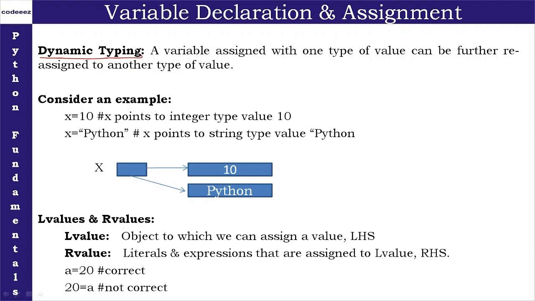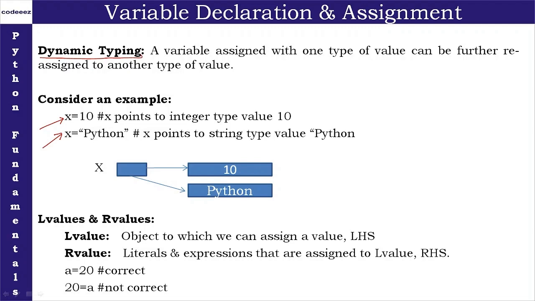We can say that a variable assigned with one type of value can be reassigned with some other type of value in the same program, which was not possible in other programming languages. In C, C++, Java, it is not possible. But here in Python, a variable assigned with one type of value can be reassigned to some other type of value in the same program.